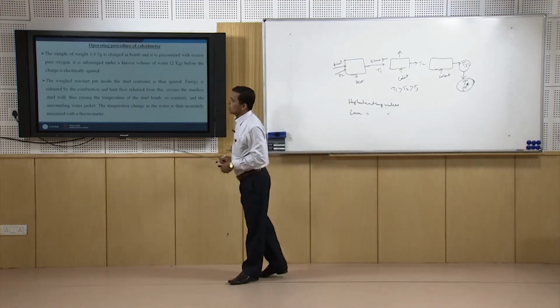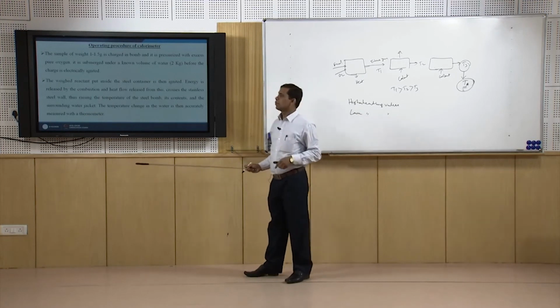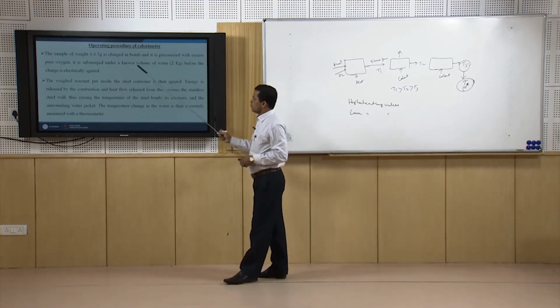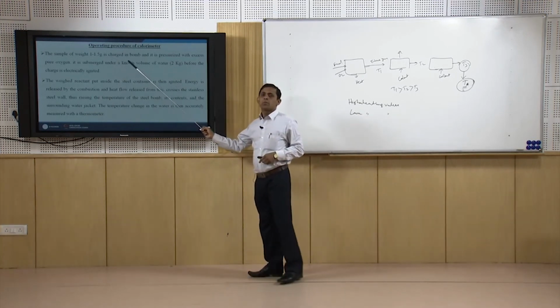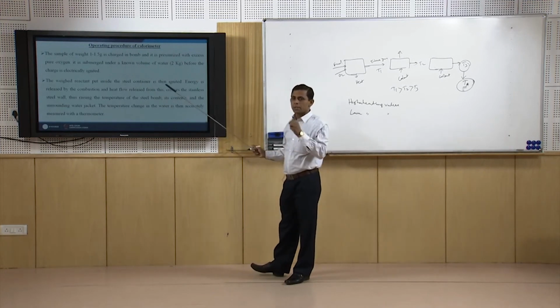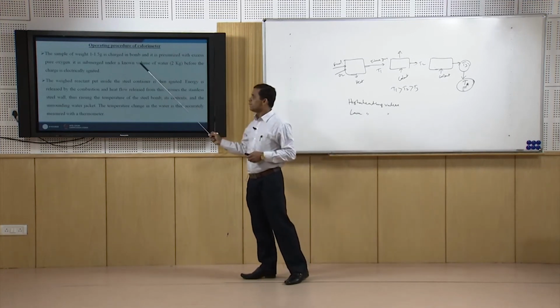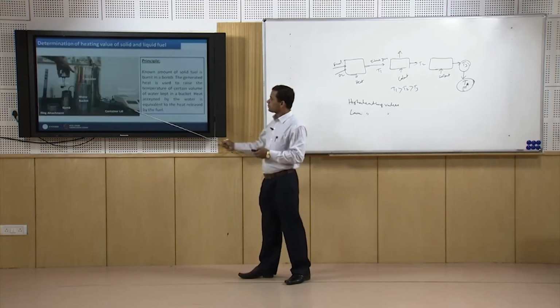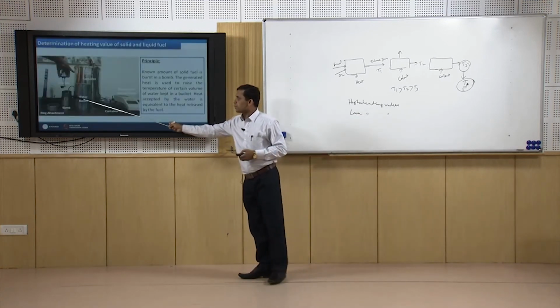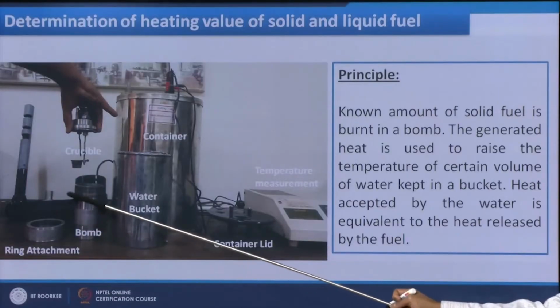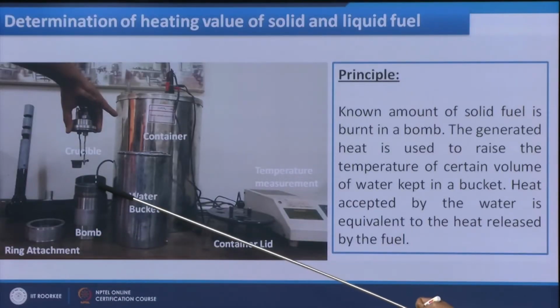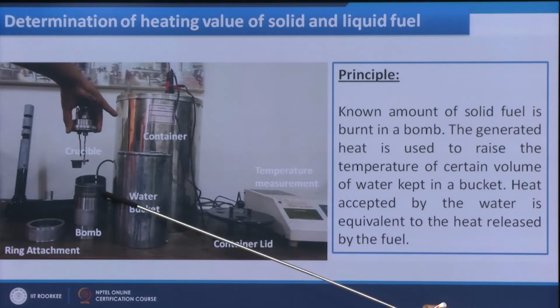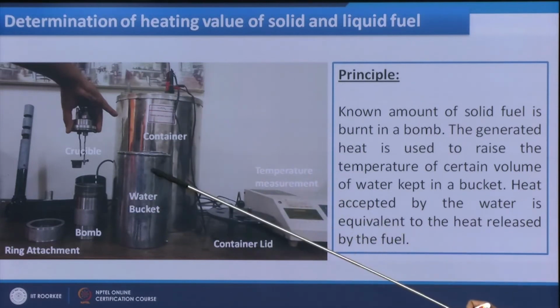So, now what is the operating procedure? We have to take 1 to 1.5 gram of material that is charged in the bomb, and the bomb is highly pressurized with pure oxygen. After fixing this by ring attachment, we will supply oxygen. Then it will be put inside this container.